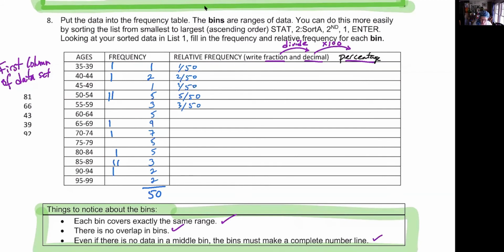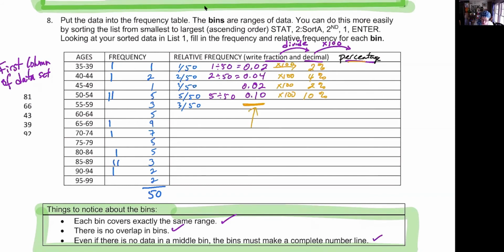Now to write this as a decimal, we divide. So we take 1 divided by 50, and we get the decimal 0.02. 2 divided by 50 is 0.04. This is 0.02. 5 divided by 50 is 0.10, etc. And now what we need to find is the percentage. To get the percentage, you multiply the decimal by 100. So this is 2%, 4%, 2% again, etc.